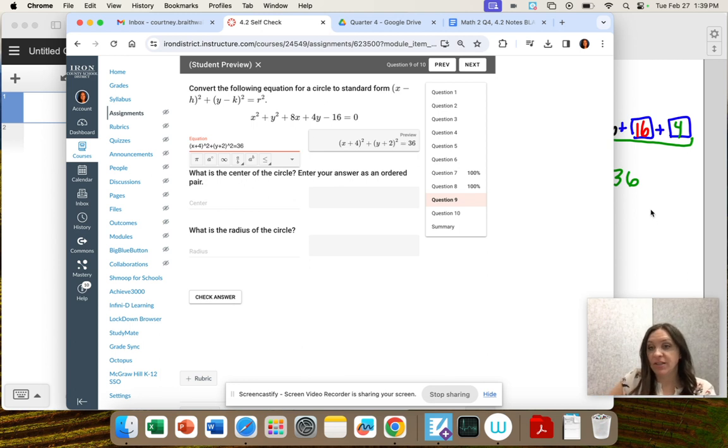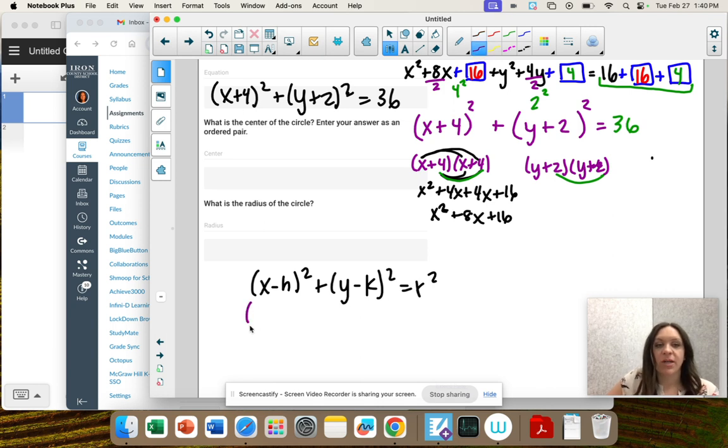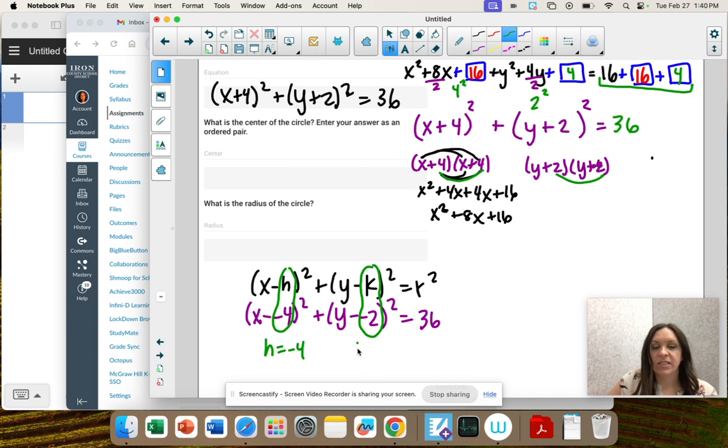Now we want to identify the center and the radius. So remember, our equation is x minus h squared plus y minus k squared equals r squared. So really, we don't have a minus here. Our equation is really x minus negative 4 and y minus negative 2. That's where those positives come from. It's really 2 negatives because there's a negative here in our formula. So h is negative 4 and k is negative 2. Remember, it's the opposite sign.